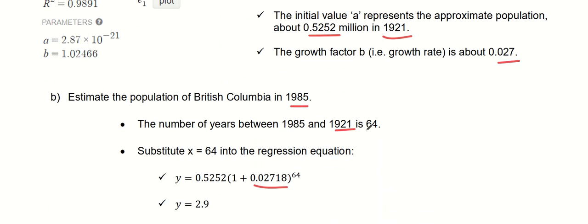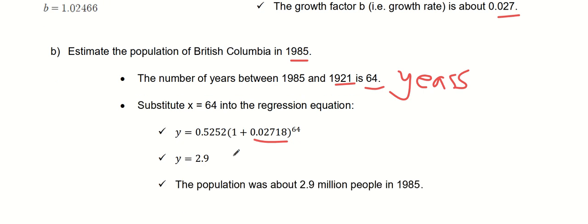And you'll notice that there are 64 years. Oh, sorry, I'm not using my mouse tool for this. About 64 years between those dates. So x will be 64. And using the equation we have, you drop the 64 into the equation, and then you just find out what y is. So the population is about 2.9 in 1985.